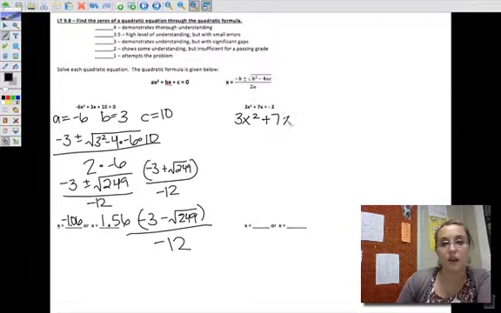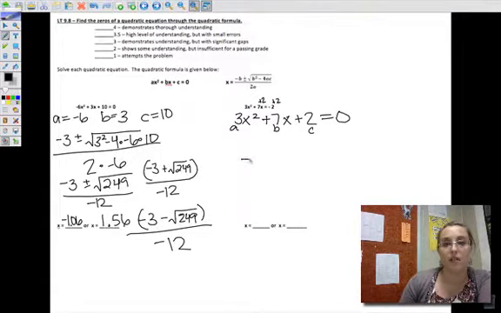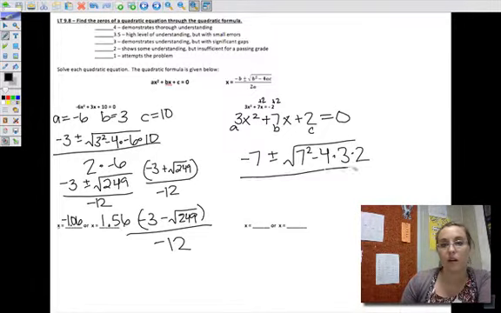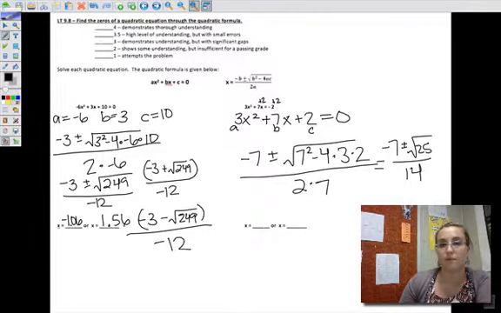Right? Now my next one, I need to make it standard form. So what I'm going to do is add 2 to each side to get it equal to 0. So I'll end up with 3x squared plus 7x plus 2 equals 0. So that's my A, my B, and my C. So when I put it in, I'm going to have -7 plus or minus the square root of 7 squared minus 4 times 3 times 2, all divided by 2 times 7. Okay? Working that out, that gives me -7 plus or minus the square root of 25 divided by 14.